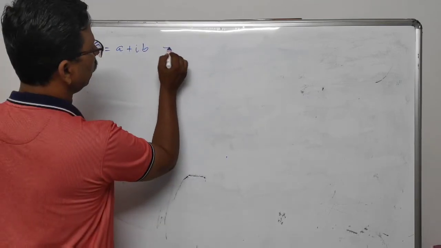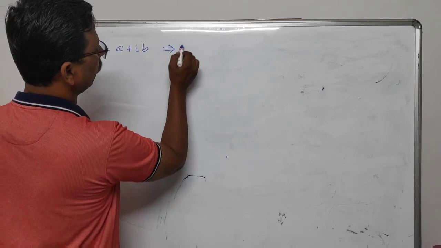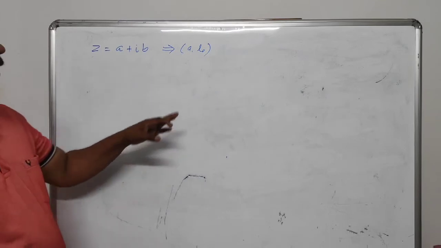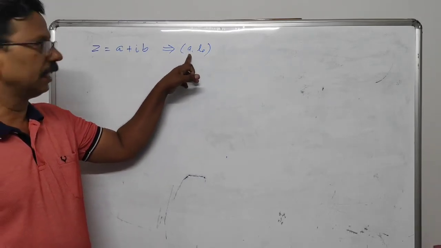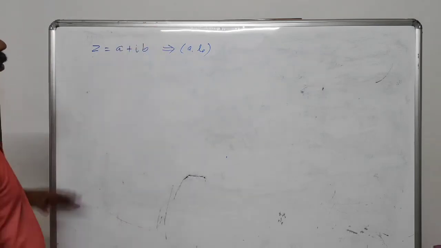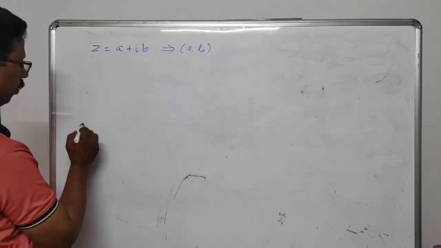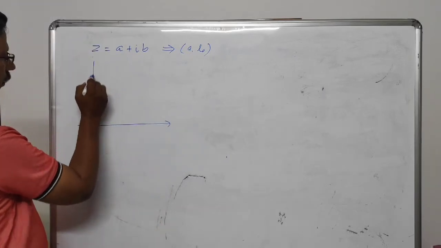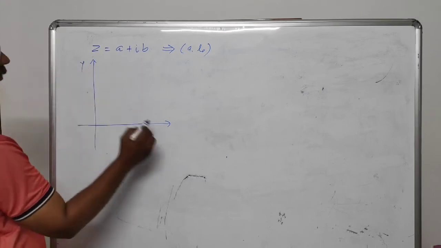Now this can be represented as an ordered pair (a, b). That is, we are going to consider the real part as the x-ordinate and the imaginary part as the y-ordinate. Now let us see how to plot this point in the graph. We take this as the x-axis and this as the y-axis.